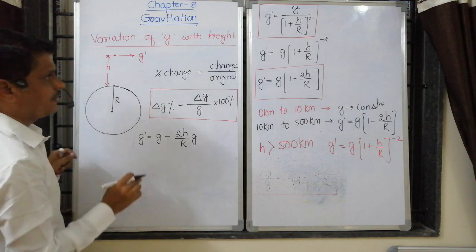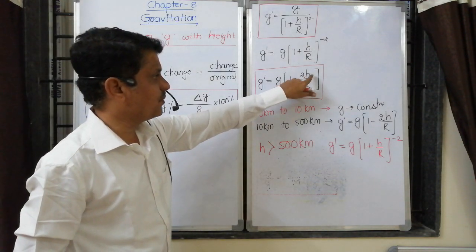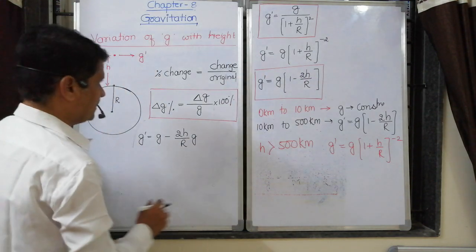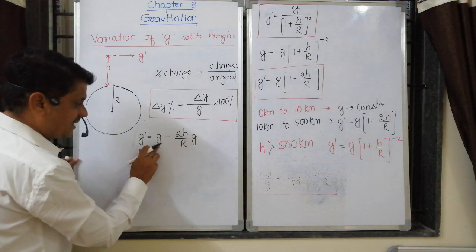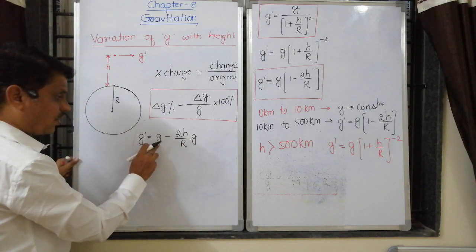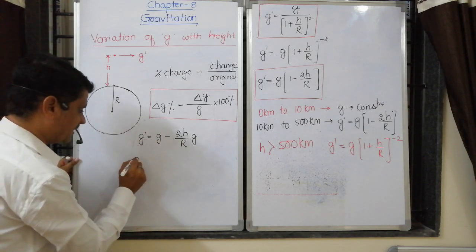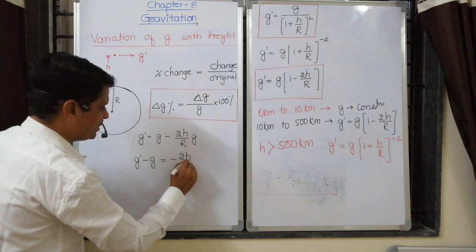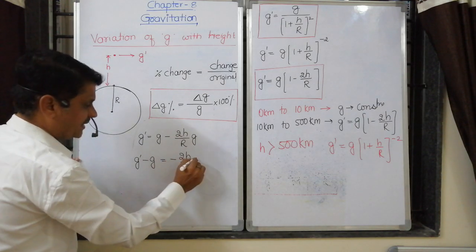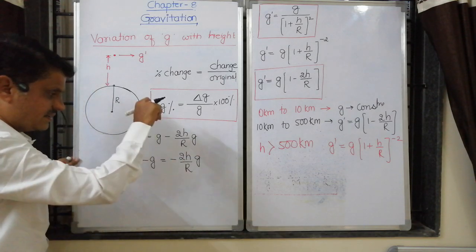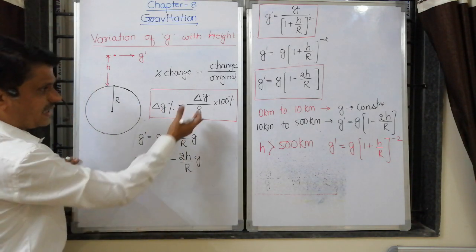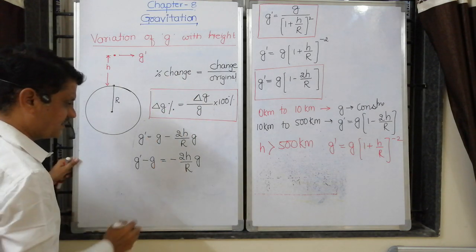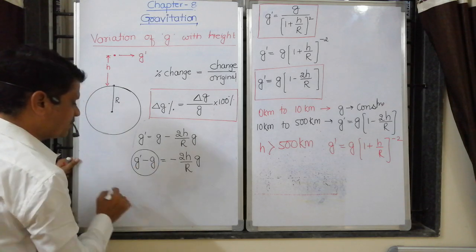Here, as we know, as the value of h increases, g dash decreases. Hence g is greater than g dash. Or if I take this side, that is g dash minus g is equal to minus 2h by r into g. This minus indicates decrease. So already from the formula I can say what happens, so I don't want to use this. Directly I can say it is a change in g.